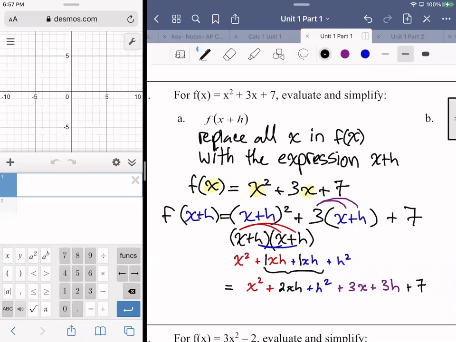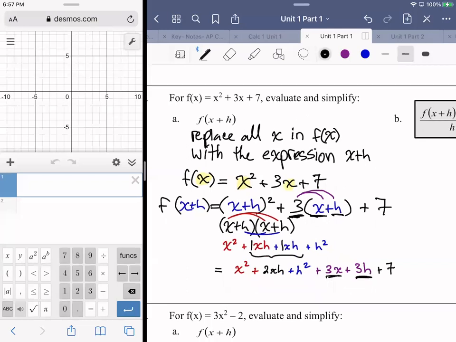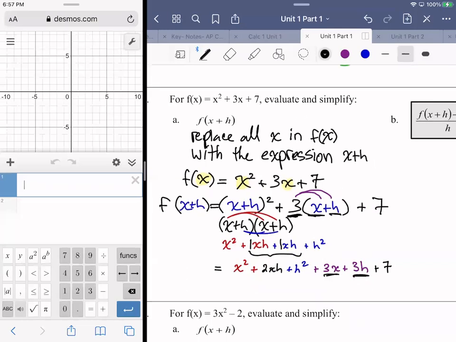Professor, I'm sorry to cut you off. You kind of lost me where you got the 3h. The 3, oh, okay. So when I distribute through with the 3 times x gives me the 3x. 3 times the h gives me the 3h. Oh, I'm sorry. I see it now. I'm sorry. No problem. Okay.